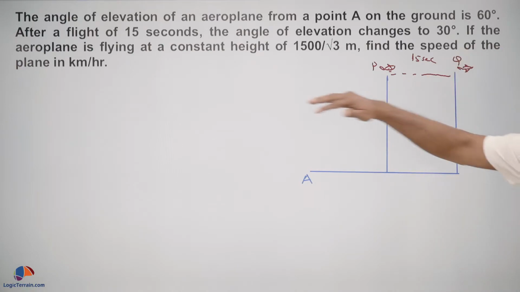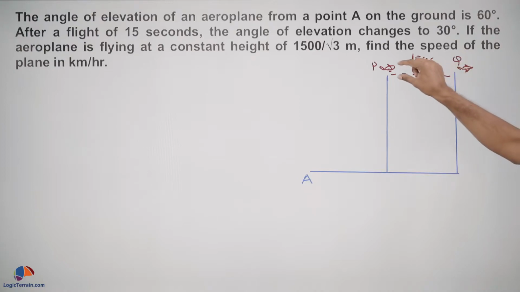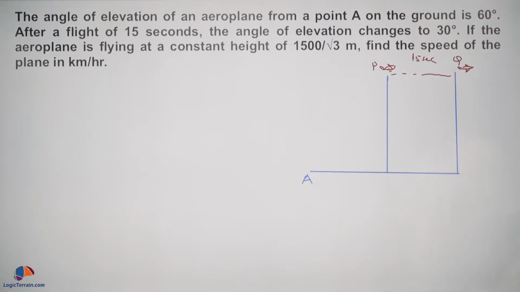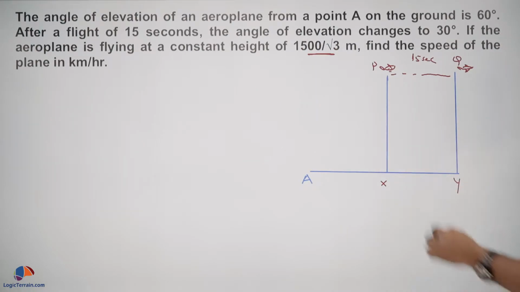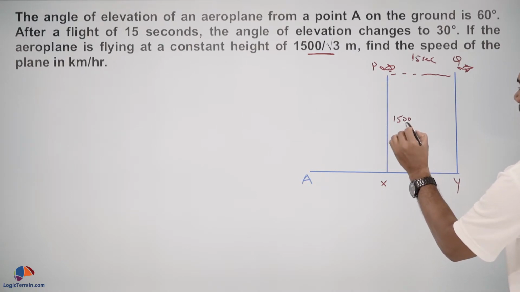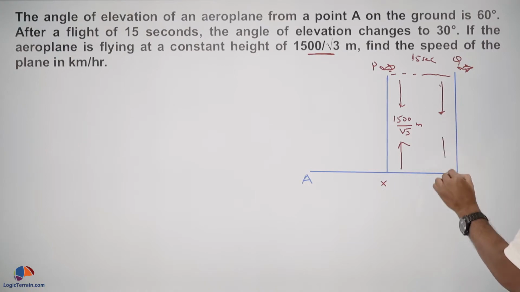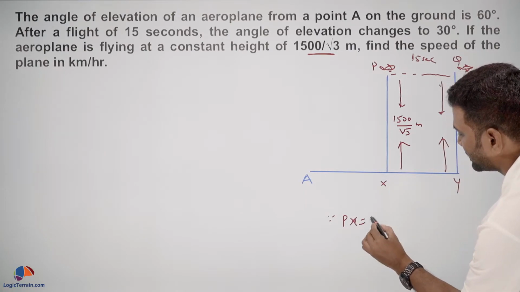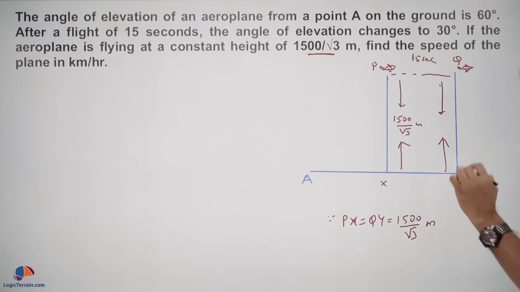Now we need to find the speed of the plane in kilometer per hour. So we need to find the distance traveled from P to Q, that is how far it has traveled in these 15 seconds. Let us assume this is X and this is Y, and it is flying with a constant height, that is 1500 upon square root 3 meters. Since PX is equal to QY, the height is 1500 upon square root 3 meters.